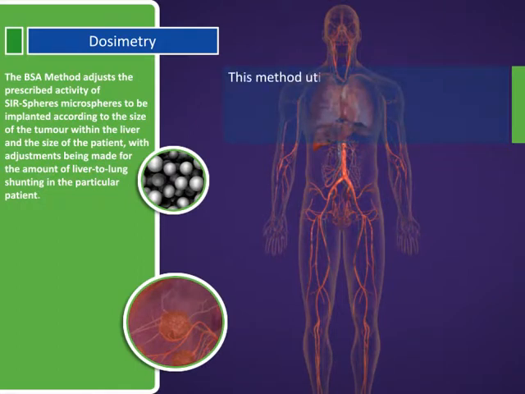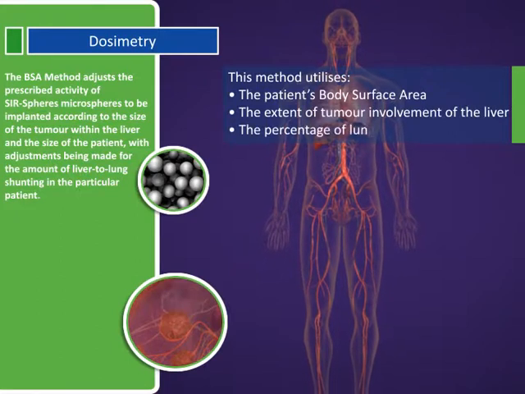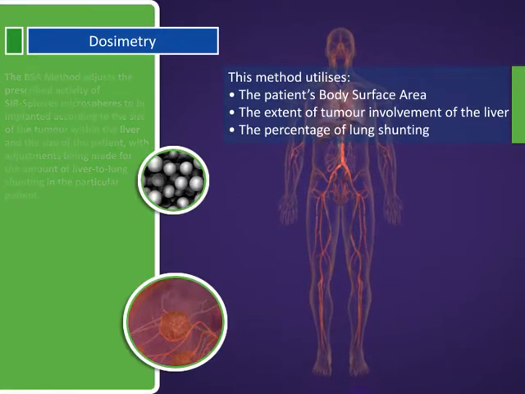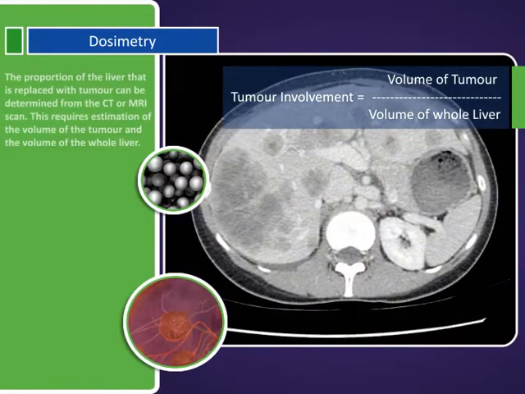This method utilizes the patient's body surface area, the extent of tumor involvement of the liver, and the percentage of lung shunting. The patient's body surface area can be calculated from the patient's weight and height. The proportion of the liver that is replaced with tumor can be determined from the CT or MRI scan. This requires estimation of the volume of the tumor and the volume of the whole liver.